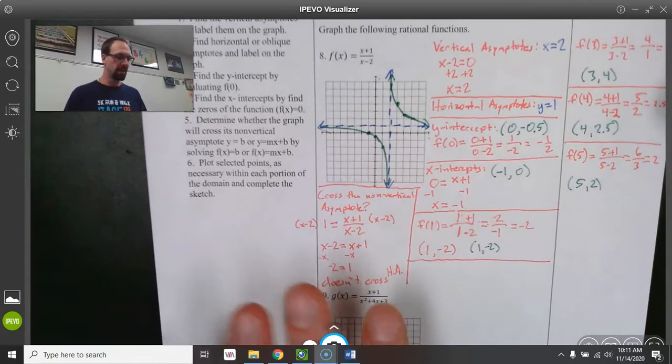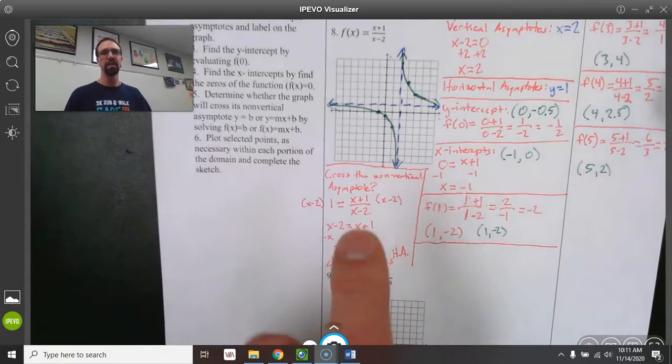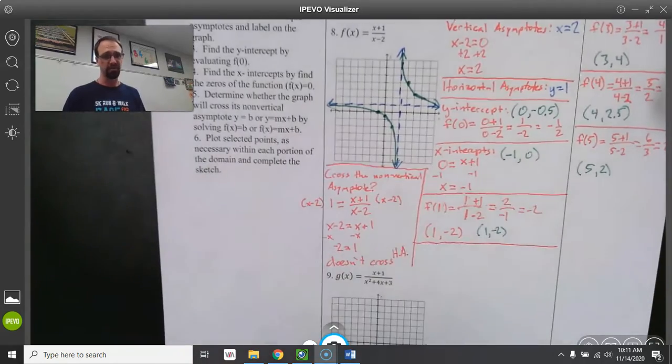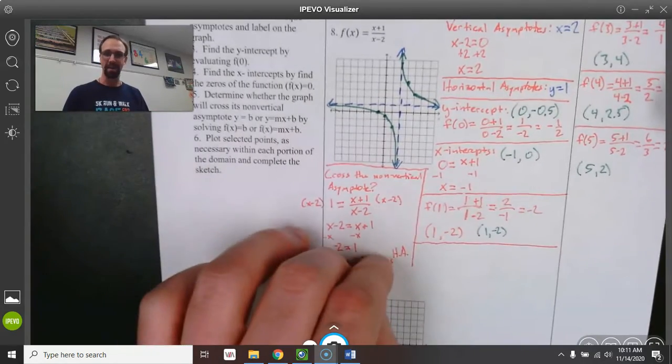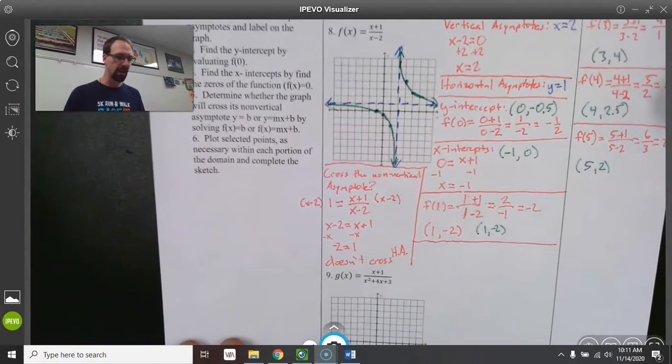Many of you did not have situations where they crossed the non-vertical asymptote. So this is where a lot of you are going to struggle with seeing it. Going back into your graphing calculator and checking it will help you know if it crosses or not.